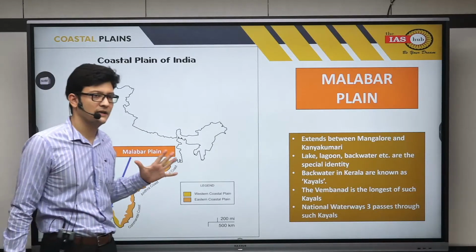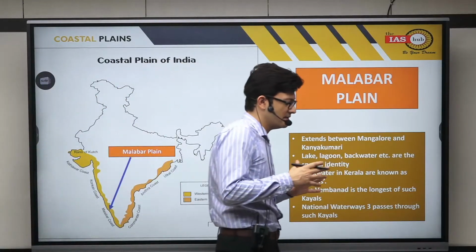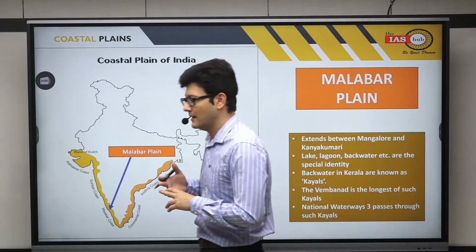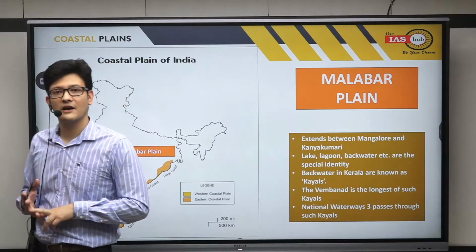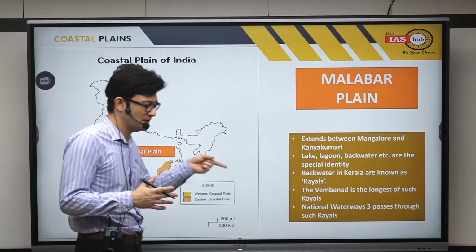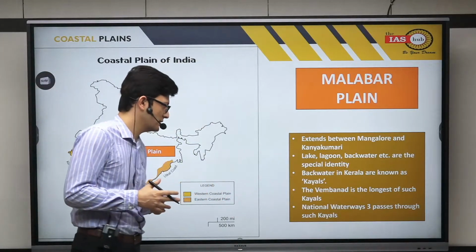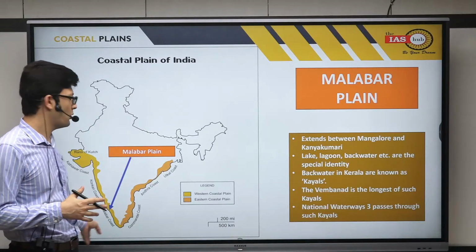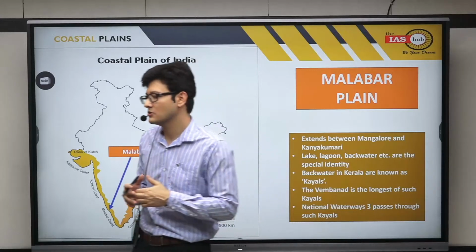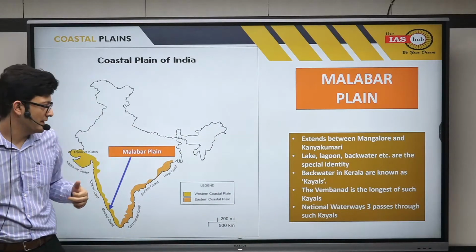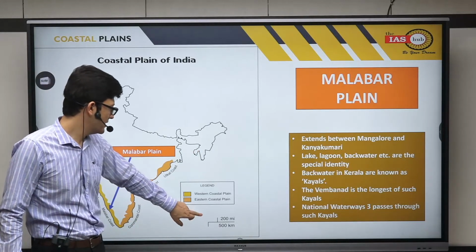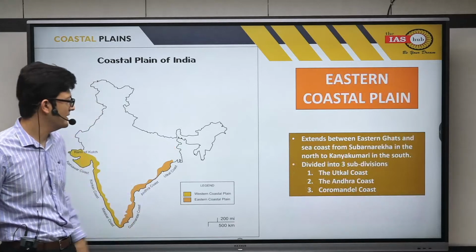Then we have a certain unique characteristic in the Malabar region where lakes, lagoons and backwaters are present. These backwaters are known as kayals also. One of the largest kayals, Vembanad Lake, is present in this region. The National Waterway 3, which flows through these kayals, is also present in the Malabar coast. So through these kayals, the water from the sea enters into the land area. These are saltwater bodies, and Vembanad Lake is also considered one of the largest lakes in India, found in the Malabar Plains.